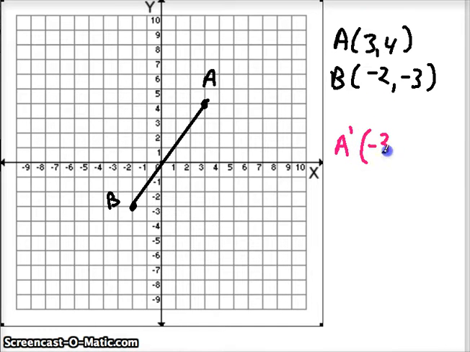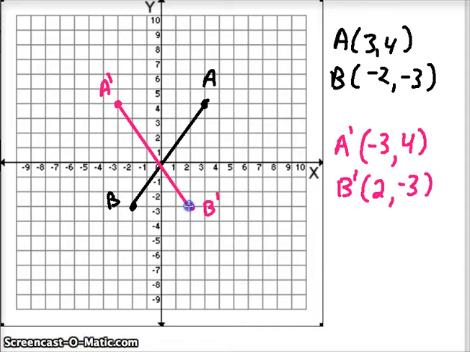So instead of +3, it's now -3. Y value stays the same. (-3, 4) is right here, and that's A prime or A reflected. B reflected is going to have the opposite x value. So +2, same y value, -3. So (+2, -3) is right here. That's B reflected. And as you can see, it doesn't matter if our original segment or points cross over the y-axis, we can still reflect them.